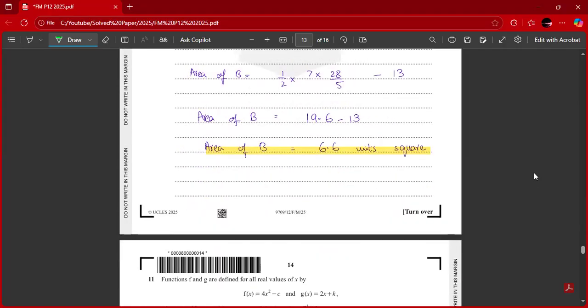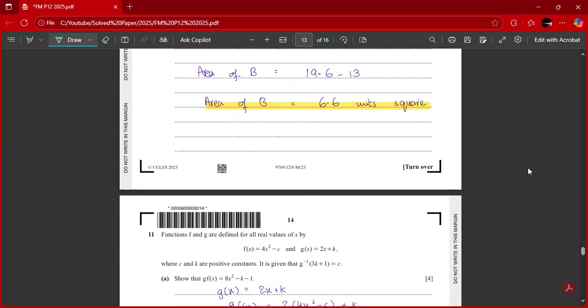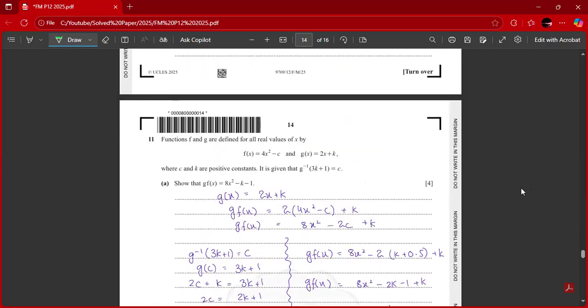I think this is the last question. Question number 11. We have two functions, f and g, and for all roots of x, they exist. F of x, they exist.